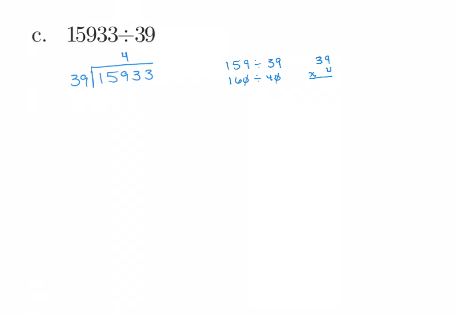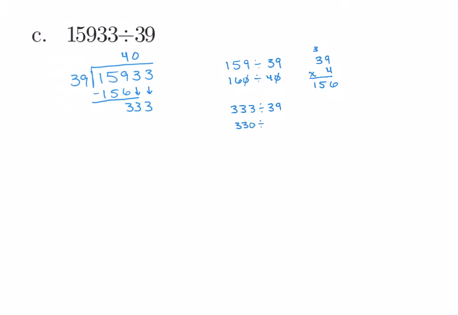If we go ahead and multiply now, we get 4 times 9 is 36. 4 times 3 is 12, plus 3 is 156. If we subtract, we get 3. Bring down our next digit. We get 39 goes into 33 0 times. So we bring down our next digit. We want to divide 333 by 39.